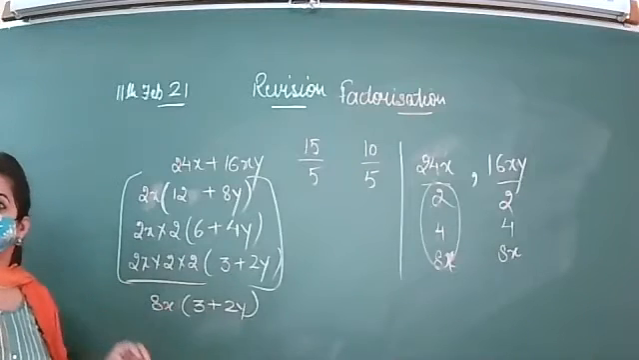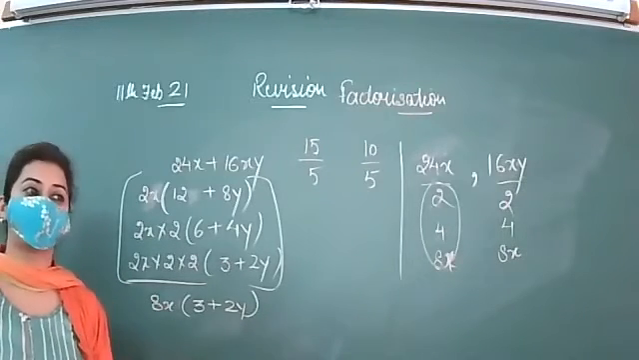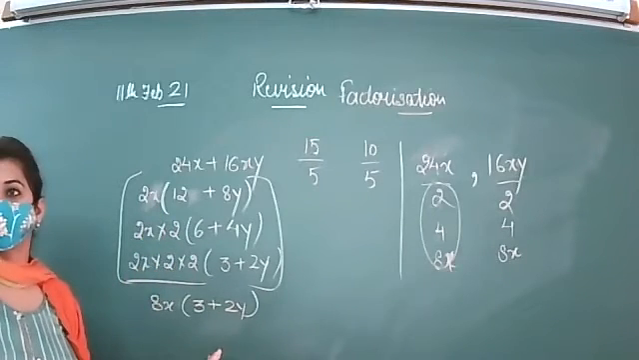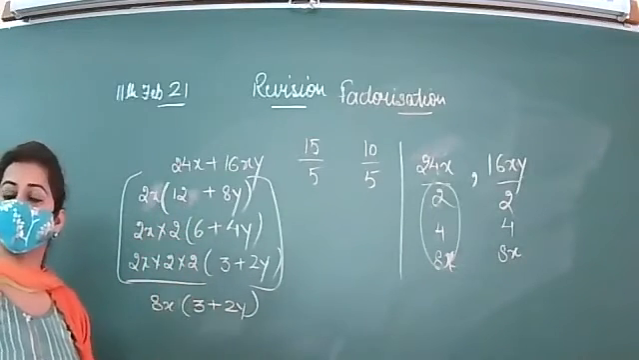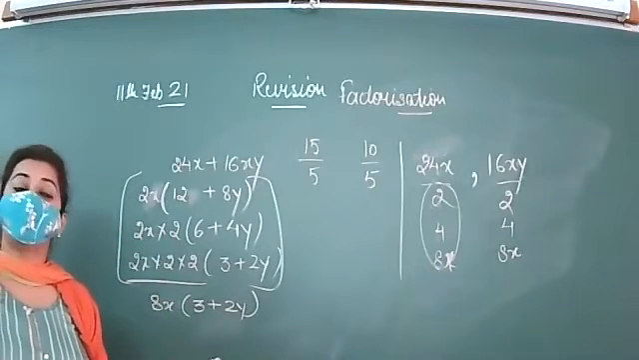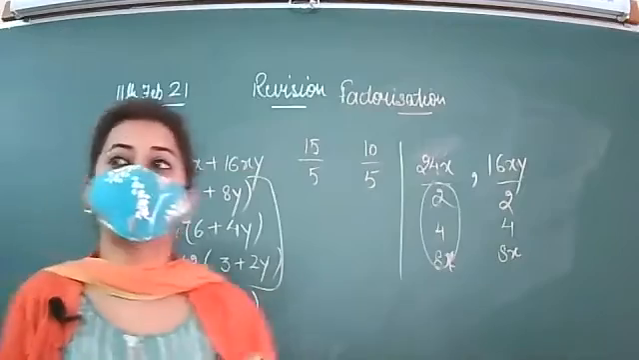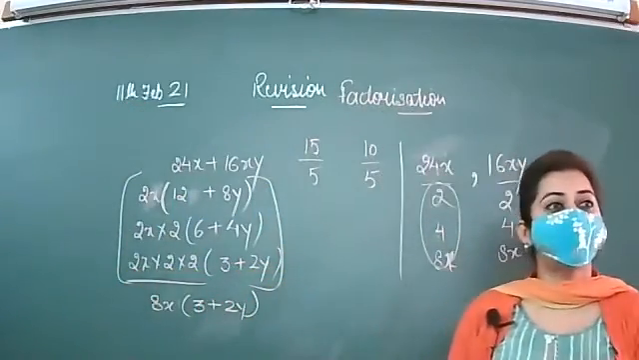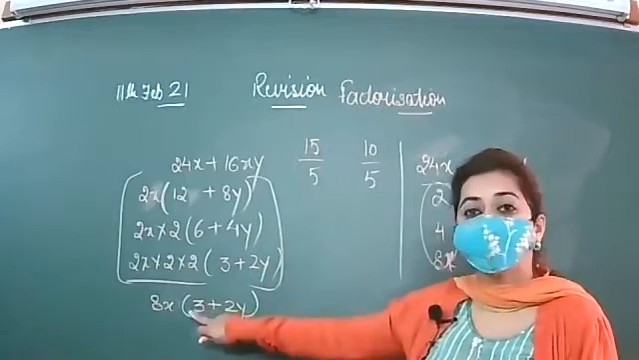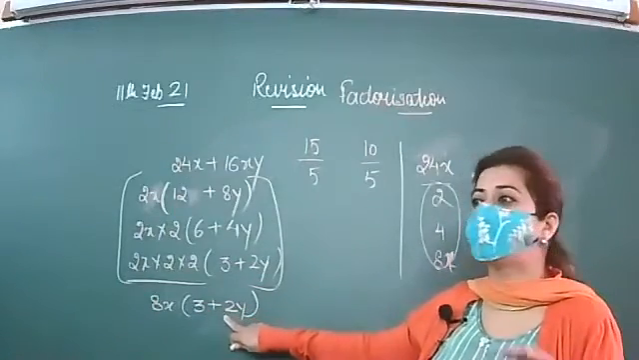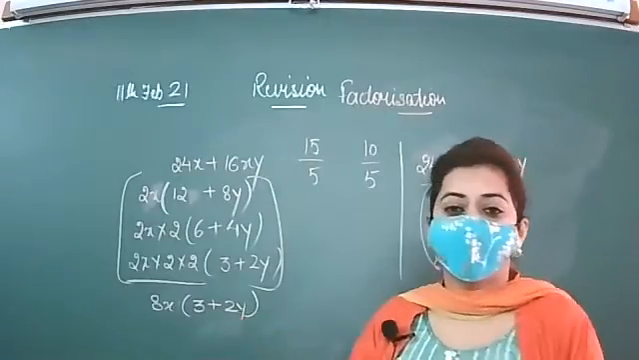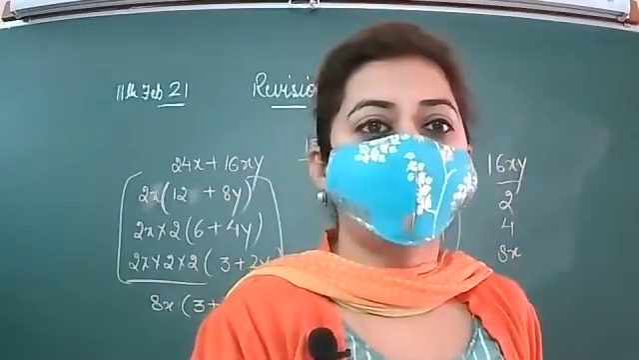Whenever a question comes like this, it's your wish how you want to take common. There is no mistake, it's your wish. Either you can take 4 common, or you can take 8x common, or you can take x common in the first step. But I just want to tell you that whenever you are taking common, you have to take the greatest common factor outside the bracket, so that nothing will remain common in the remaining terms inside the bracket. Got it? So this is your greatest common factor.